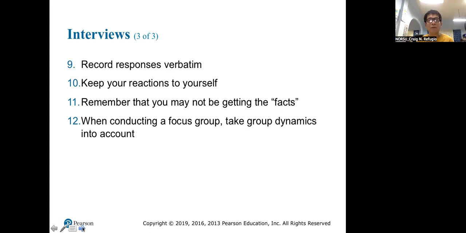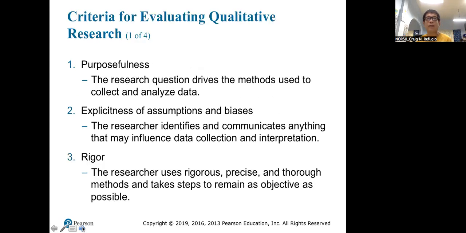When conducting a focus group, take group dynamics into account. In some cases, the interview is not individual. You can have it by group, and we call that one a focus group discussion.